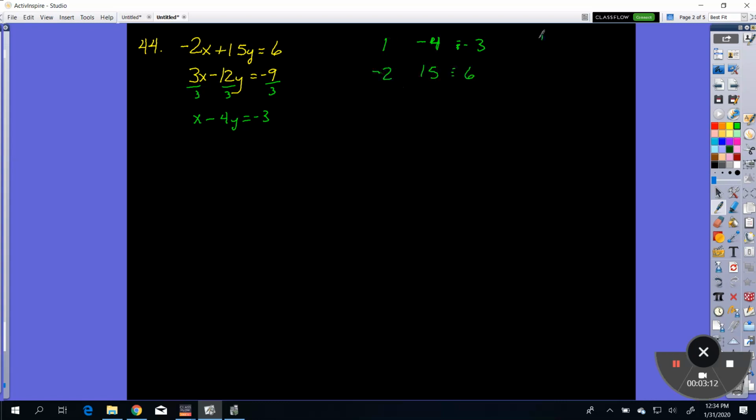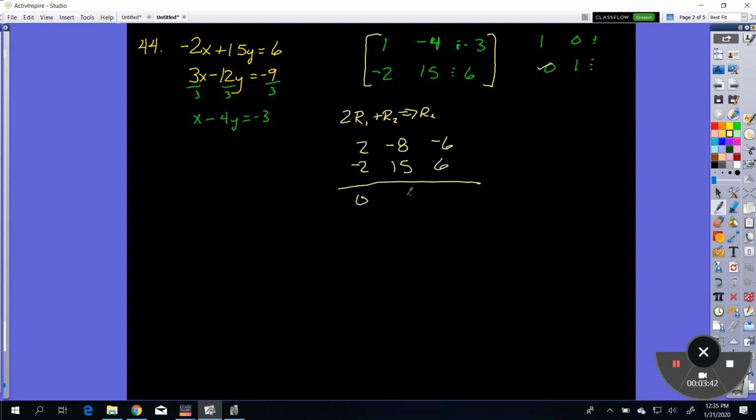So I now have that. Remember, we want it to look like this. So I get this 0 right here first. So I'm going to multiply 2 times row 1 and add it to row 2. And that's going to make my new row 2. So 2 times this first row is 2, negative 8, negative 6. Then my bottom row, row 2 hasn't changed. So that's 0, 7, 0. If I divide that by 7, I get 0, 1, 0. That just means that y equals 0. Nothing wrong with that.